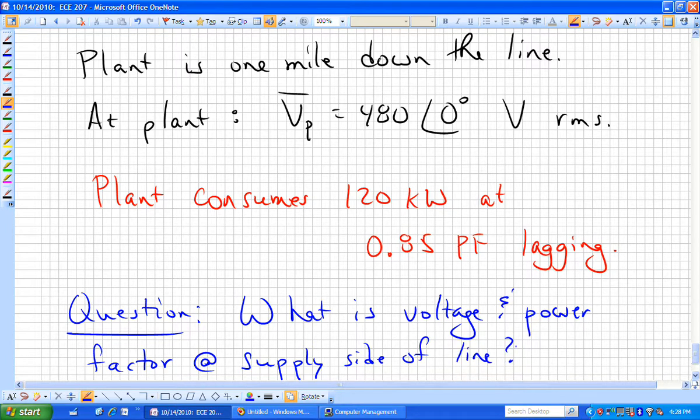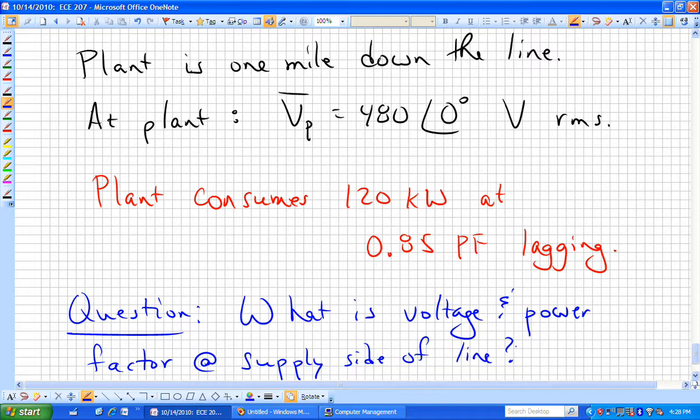What in the world? Okay, the plant is at the load side. Oh, I'm not supposed to sit on the furniture, am I? Sorry.